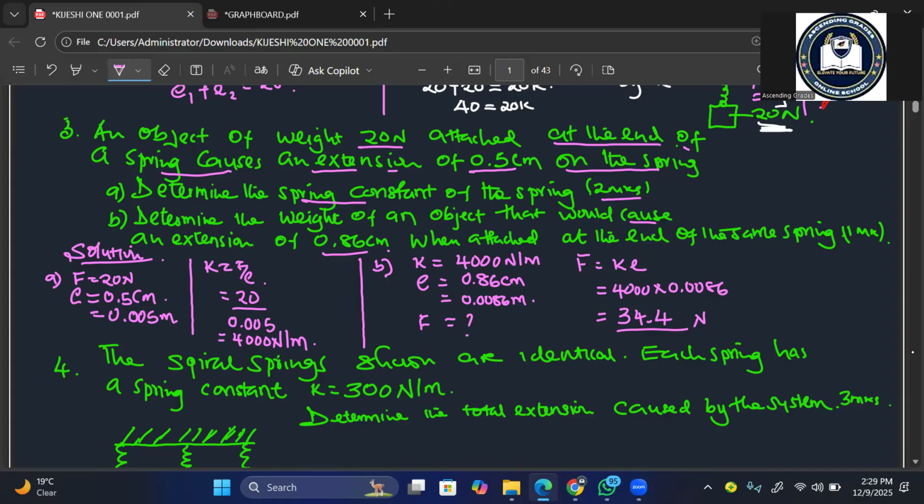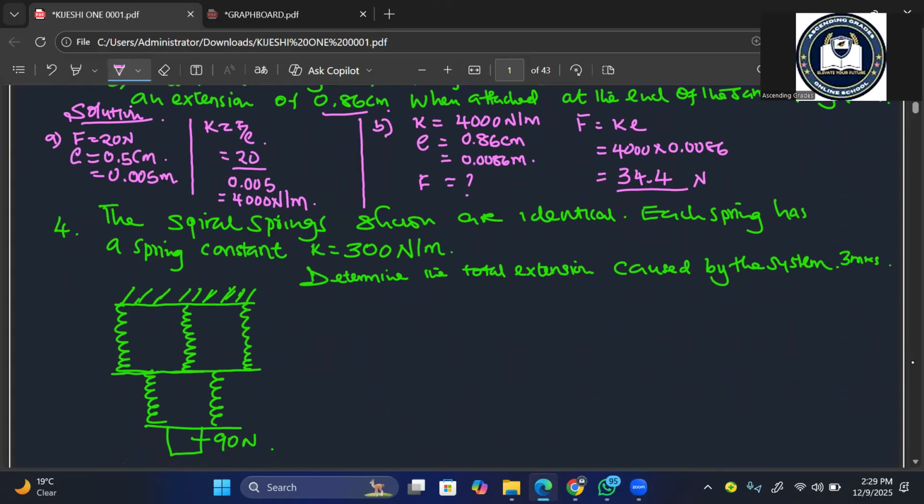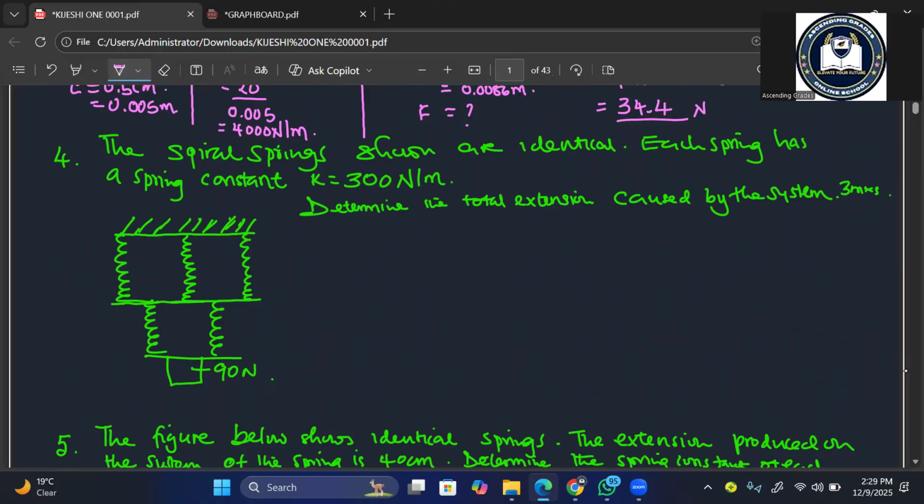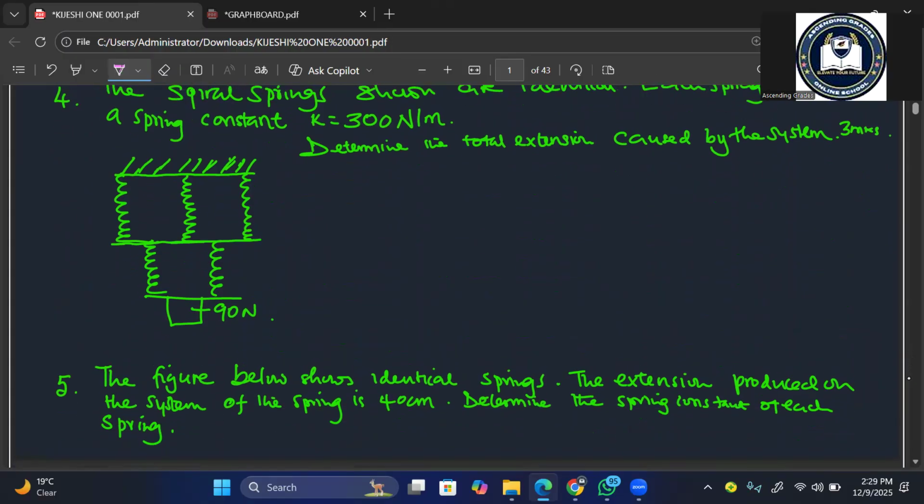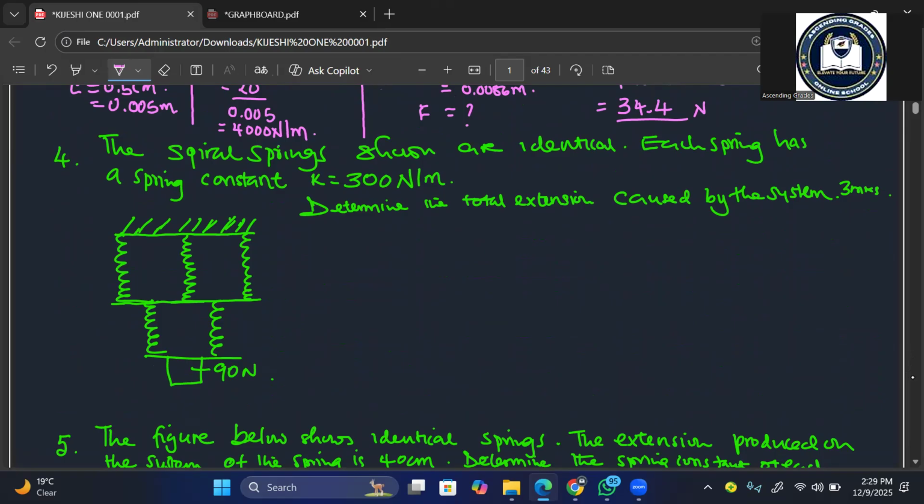We have our question 4. The spiral springs shown are identical. Each spring has a spring constant of 300 Newton per meter. So this is the setup. Then you have to determine the total extension caused by the system. This one we are going to solve using different ways.